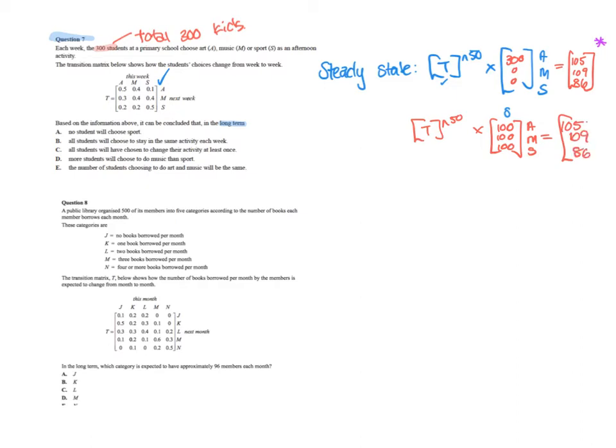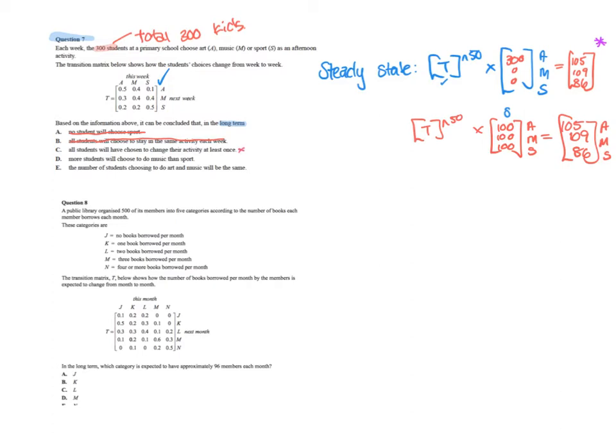Okay, so there's what's happening, and the question says it can be concluded that in the long run, and we've still got to remember this is art, music, sport. So no student will choose sport. Well, that's not right. All students will choose the same activity and stay in that same activity each week. That's not right, because we can see they all jumble around in the transition. All students will choose to change their activity at least once. This is not right either.